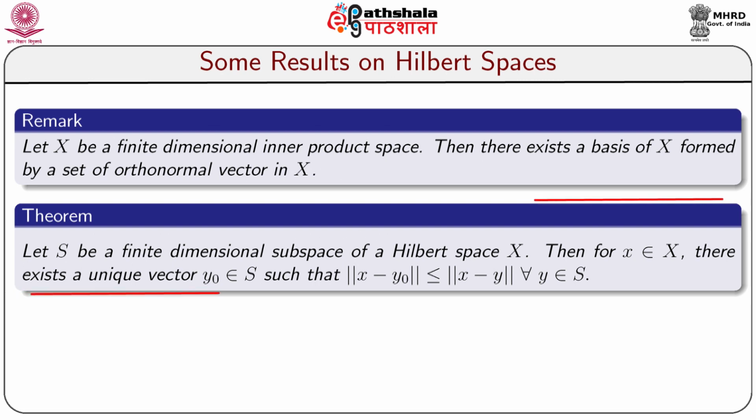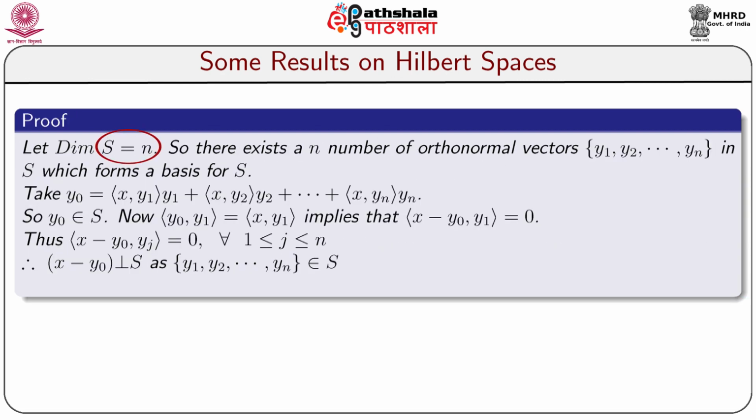Let S be a finite dimensional subspace of a Hilbert space X, then for x belonging to X, there exists a unique vector y0 belonging to S such that norm of x minus y0 is less or equal to norm of x minus y for all y belonging to S. Let dimension of S be equal to n. So, there exist n orthonormal vectors y1, y2 up to yn in S, which form a basis for S. Take y0 equal to inner product x comma y1 into y1 plus inner product x comma y2 into y2 plus dot dot dot plus inner product x comma yn into yn.